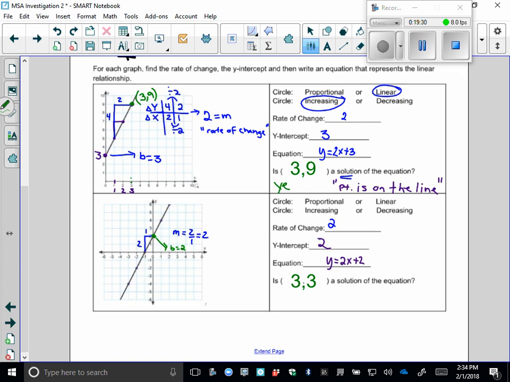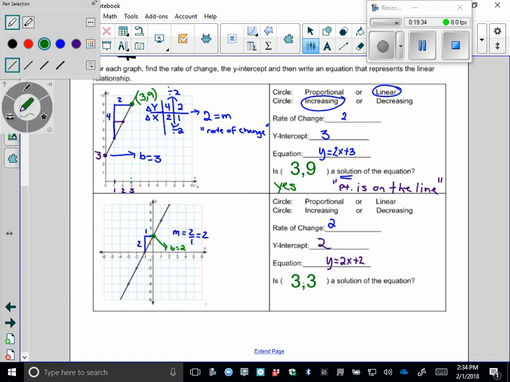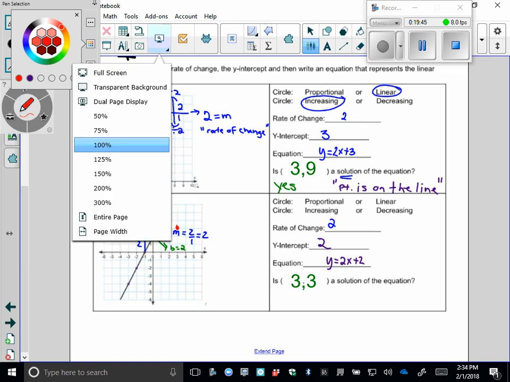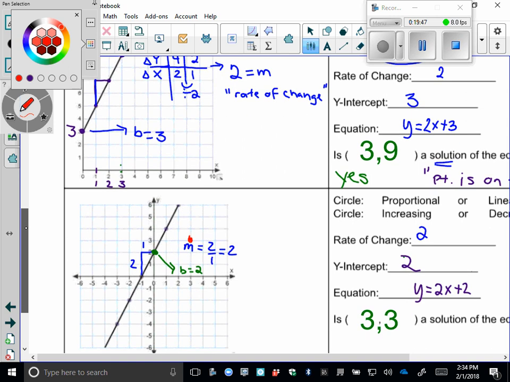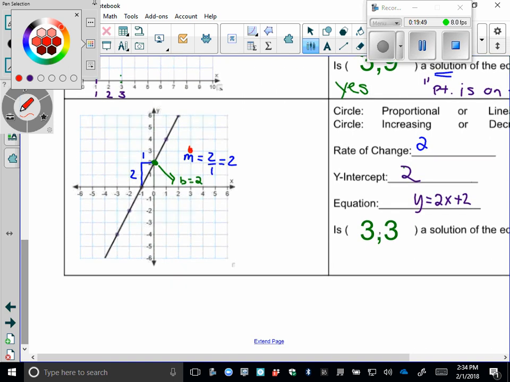Now go to the problem below. Is the point 3,3 on this line? No, right? 3,3 is right, 1, 2, 3 right here. I'll zoom in because it's a little small. So do you see, I go over 3, up 3, that's 3,3, right? Because I'm asking, is 3,3 a solution?